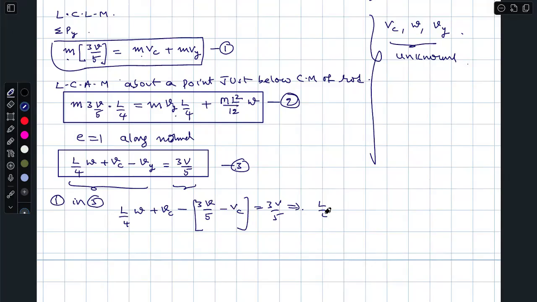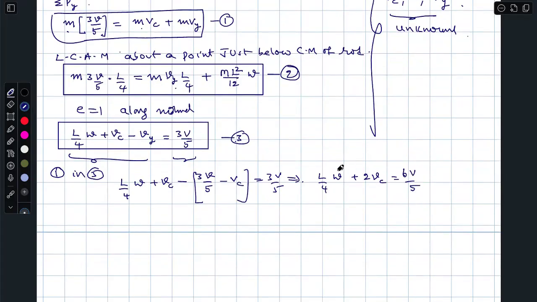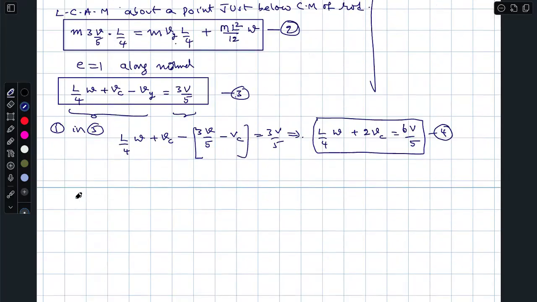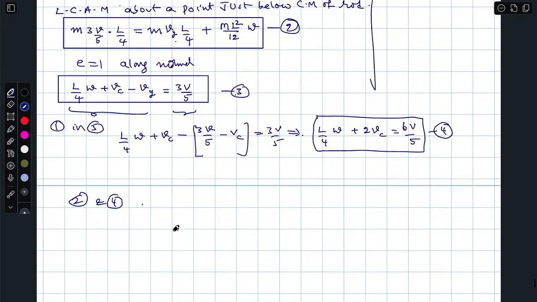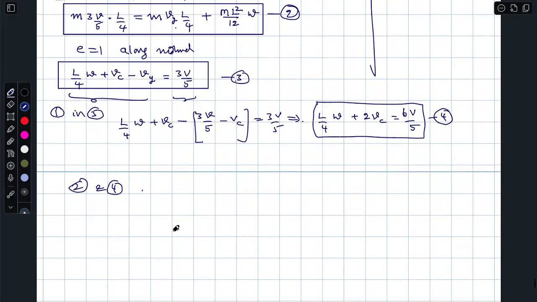Which implies L by 4 omega plus 2Vc is 6V by 5, right? This is equation 4. Now use 2 and 4. In 2 and 4, also again you can cancel M over here undoubtedly.